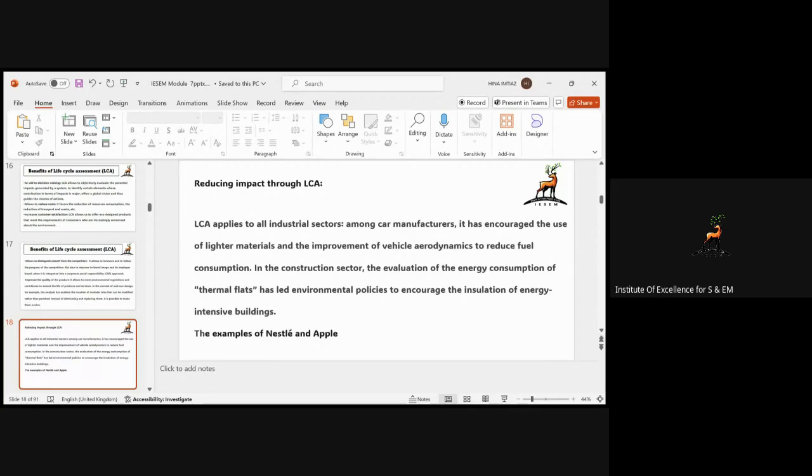So what is the result of that? Nestle and Apple are reusing electronic items. They are extracting the internal elements and incorporating them into another one. This is confirmed research about Apple and Nestle, and they are saving energy and reducing fuel consumption, which basically led to environmental policies to encourage the insulation of energy-intensive buildings. So if they are building any industry, they can construct the building using insulation for the energy-intensive buildings.